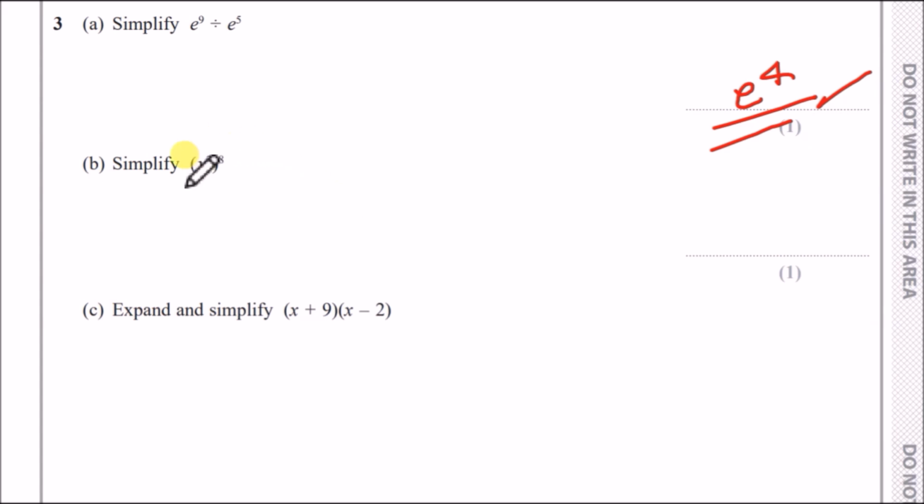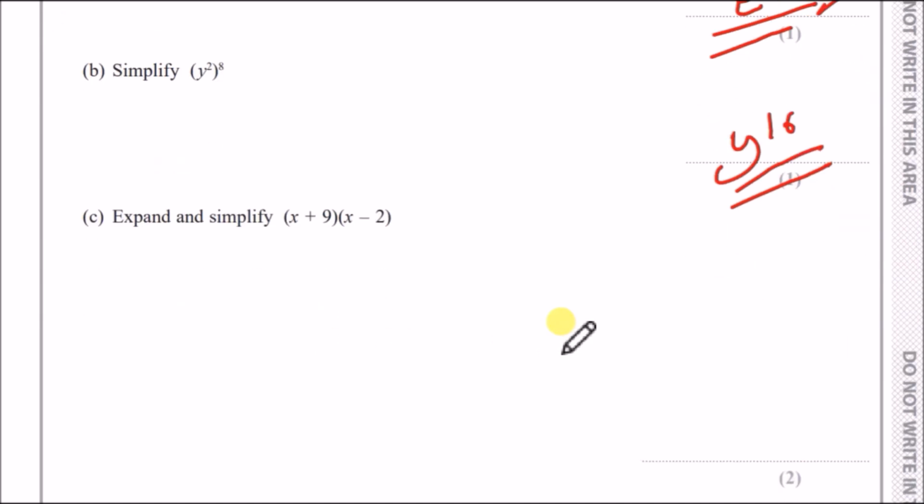B, simplify y squared bracket up to the power a. Well, when you got something in this form, when you got bracket and then there's 2 powers next to each other, you essentially just multiply the 2 and the a. So it'd be 2 times a, which is 16. So your answer would be y to the 16. Okay? Now C, expand and simplify this double bracket.